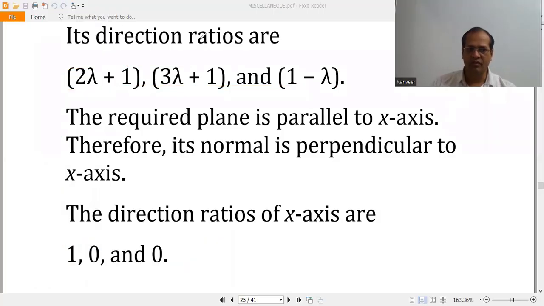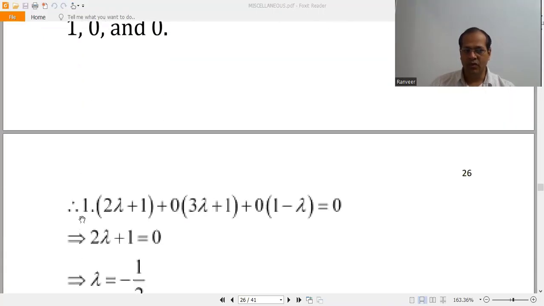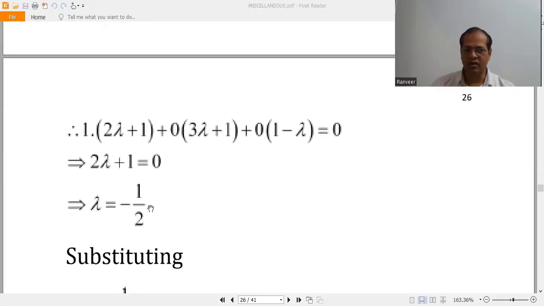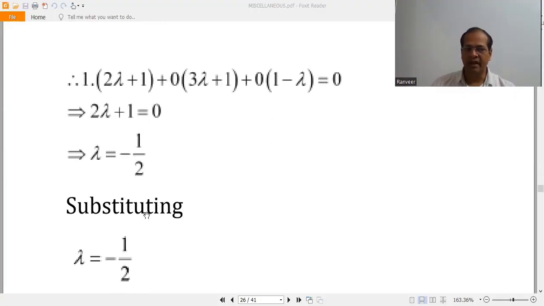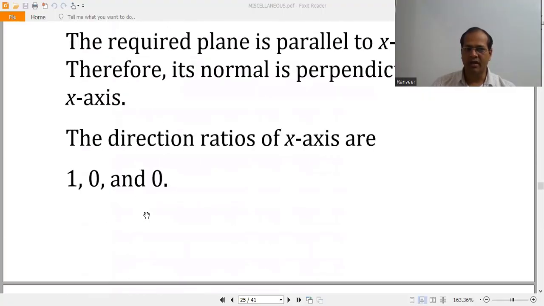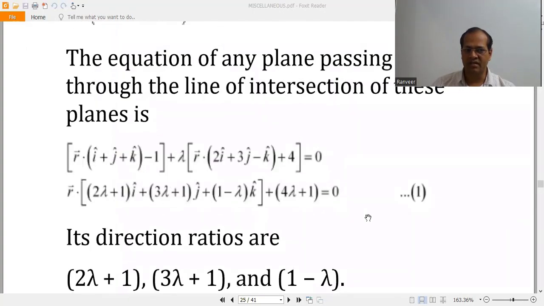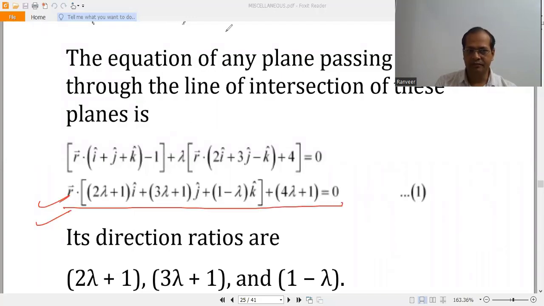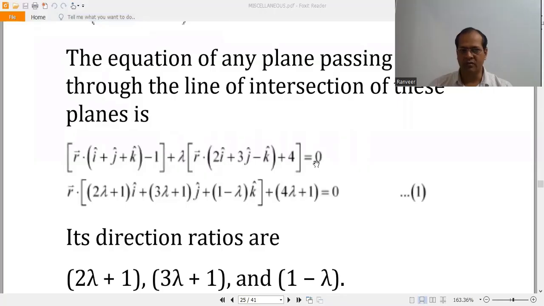After that, we just have to multiply these two: 1 times (2 lambda plus 1), 0 times (3 lambda plus 1), and so on, because the condition for perpendicular is that this equals 0. The lambda value is minus 1 by 2, and at the end we have to substitute it in the first equation. Whatever equation we got first, we just have to substitute the lambda value in it. If we substitute here, then this is the required equation of the plane.